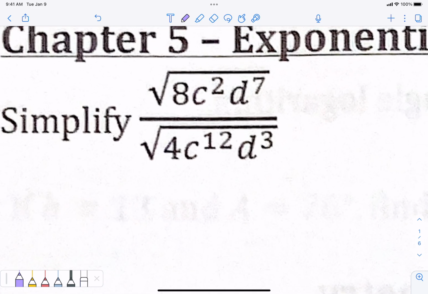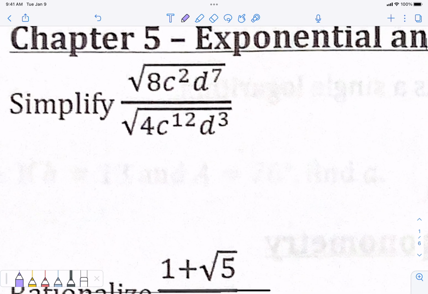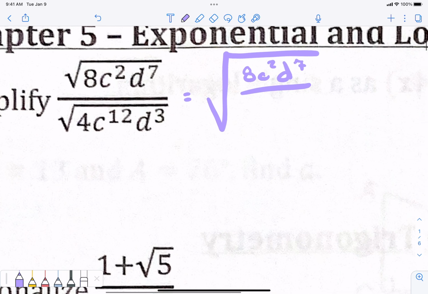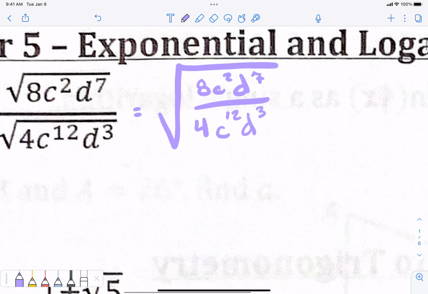So here's the first problem. I have a square root on the top and a square root on the bottom. What I can do is combine that all under one square root. And then I can reduce all of the stuff underneath, right? All of the C's I can put together, all of the D's I can put together, all of the numbers I can put together, okay? So you can put that all under one roof. And then we're going to reduce what we can.